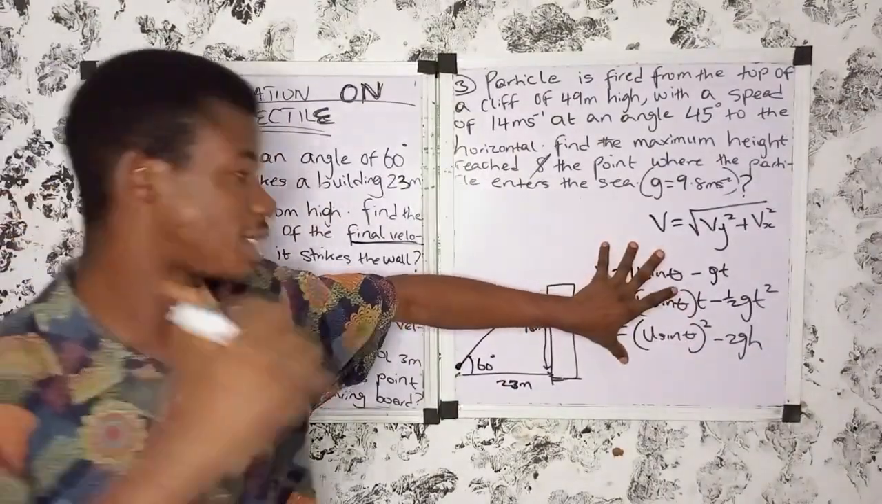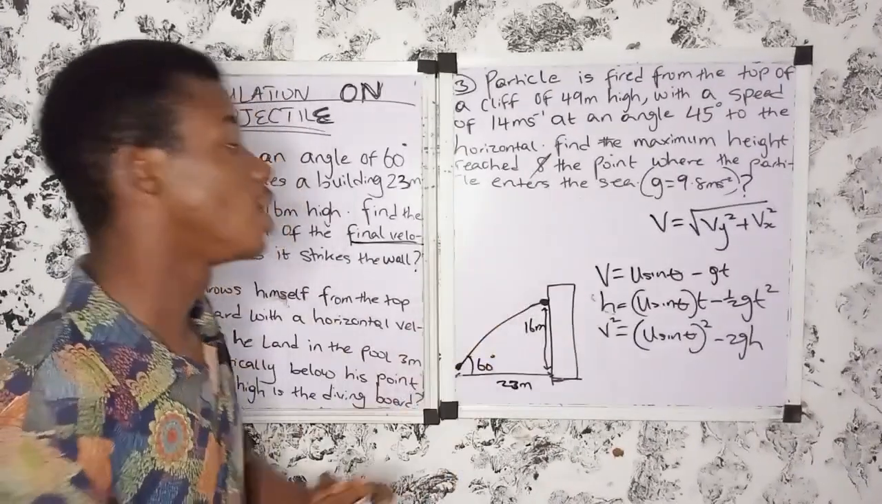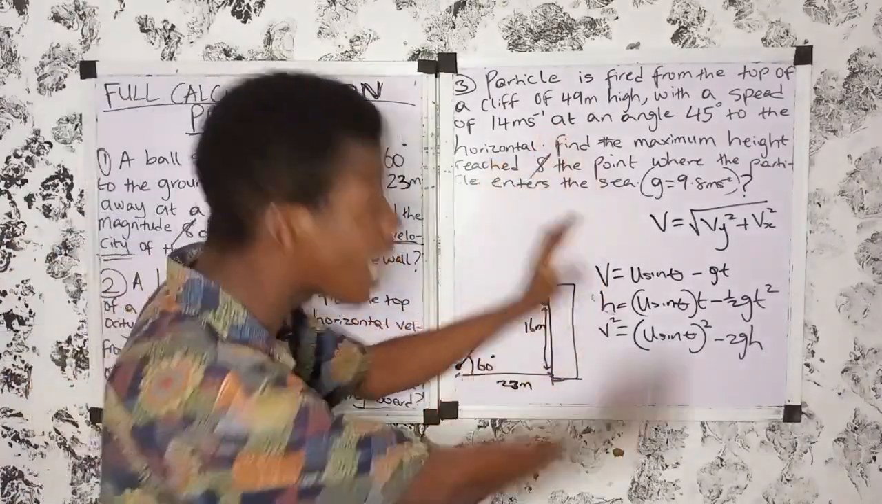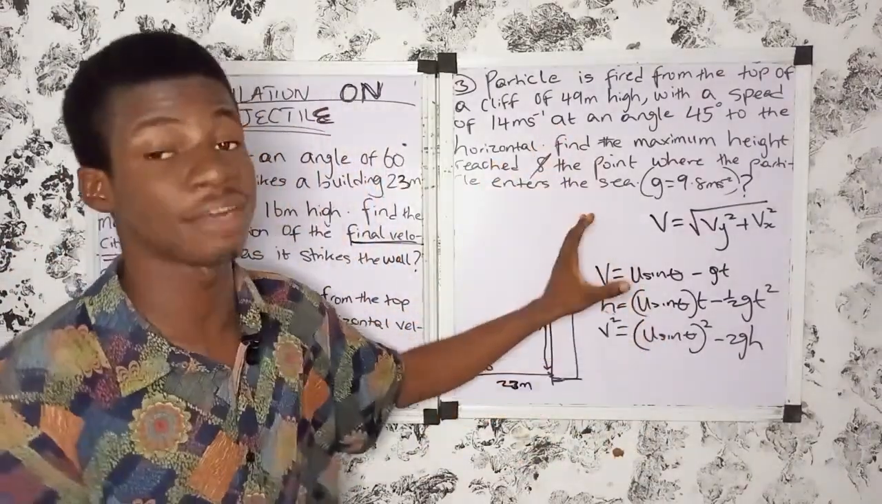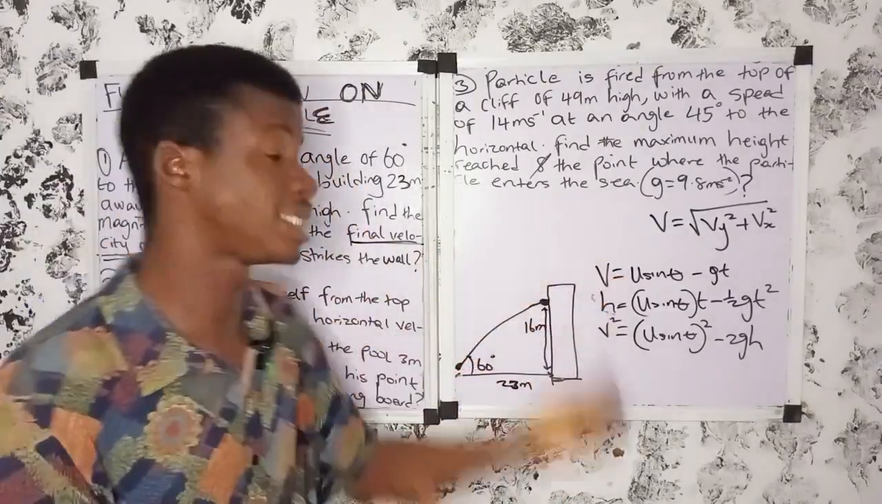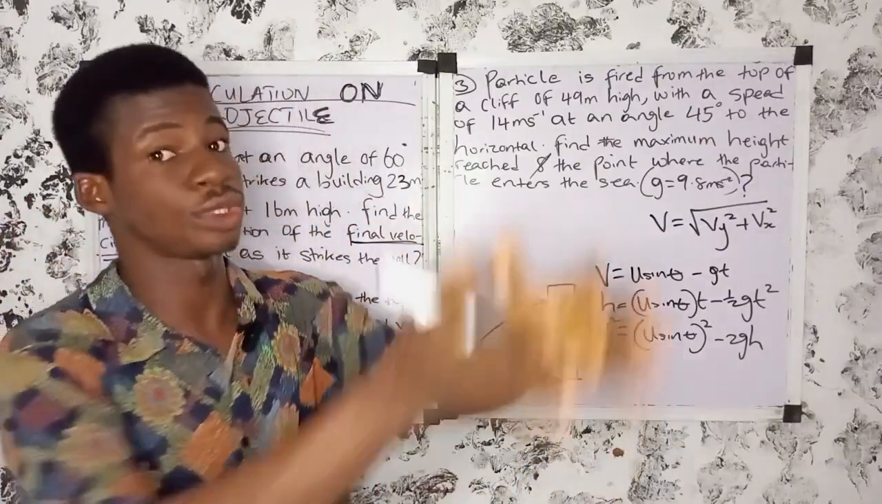Remember, if you just go and check out the previous class video, I'll put the link somewhere here. Just go and check the previous video where I derived all these equations. In that video, I told you that in projectile motion there are two motions: vertical motion and horizontal motion.